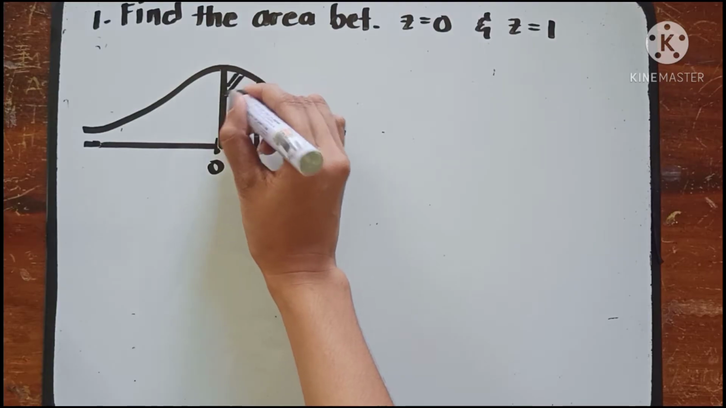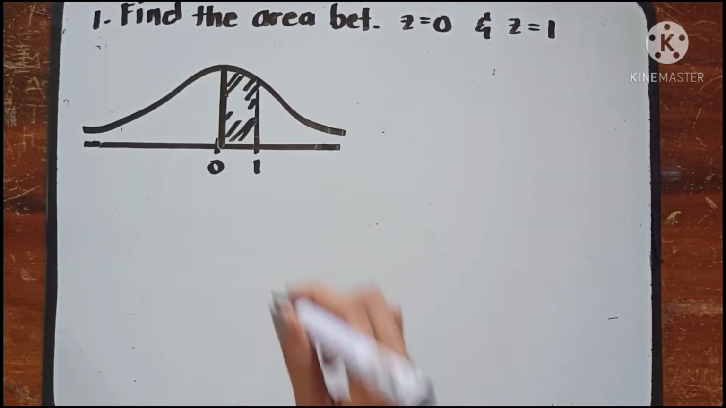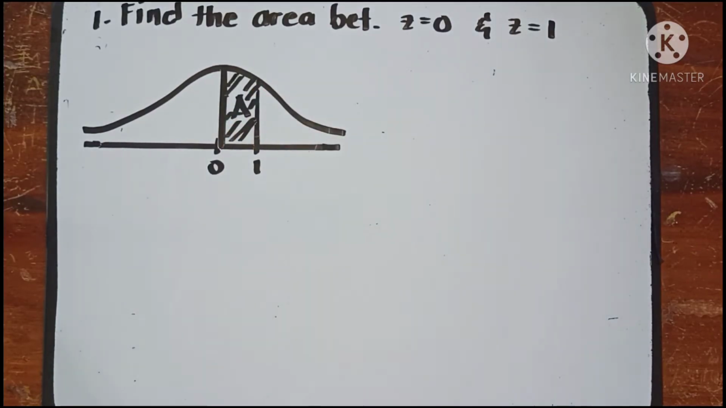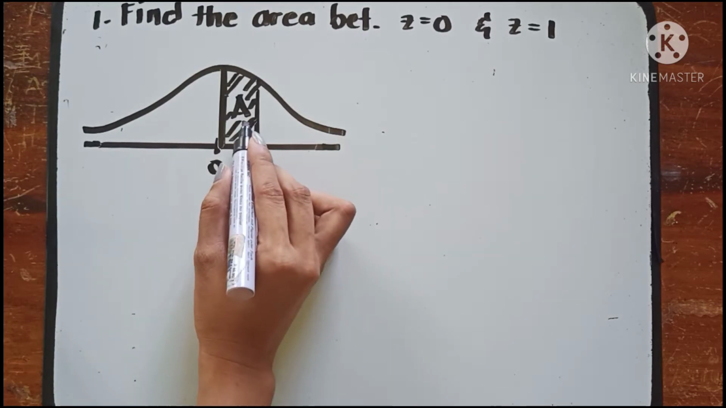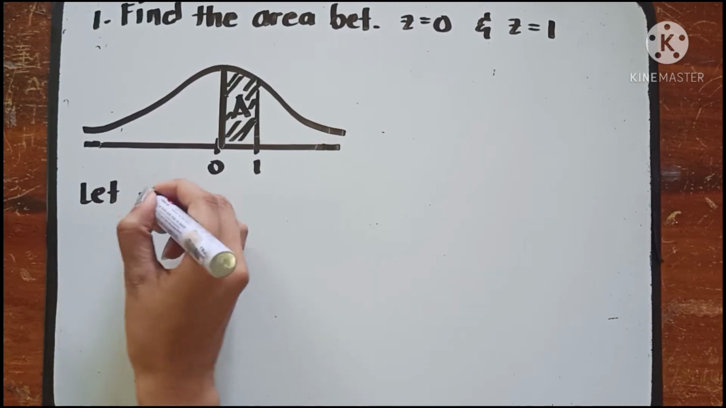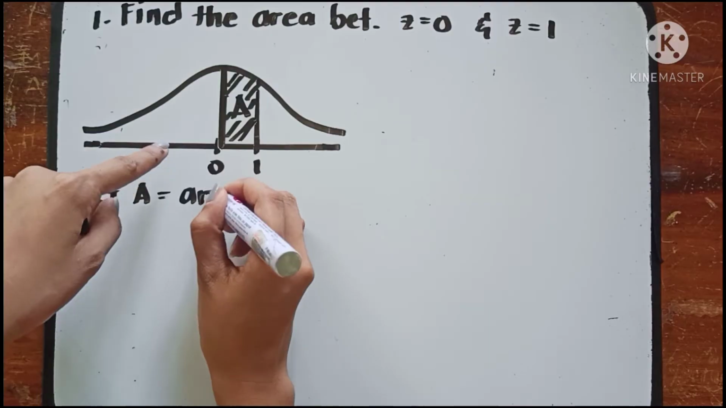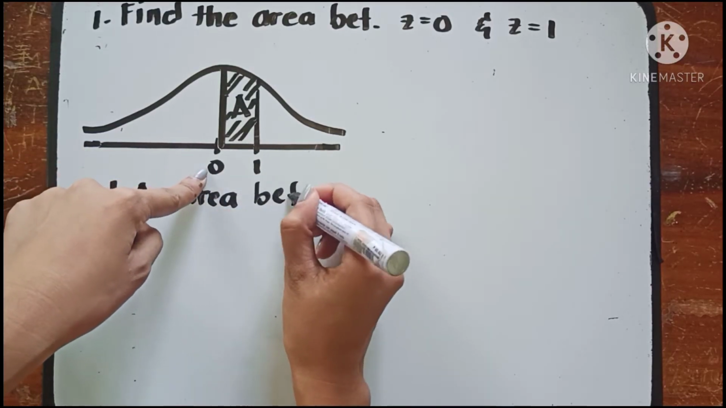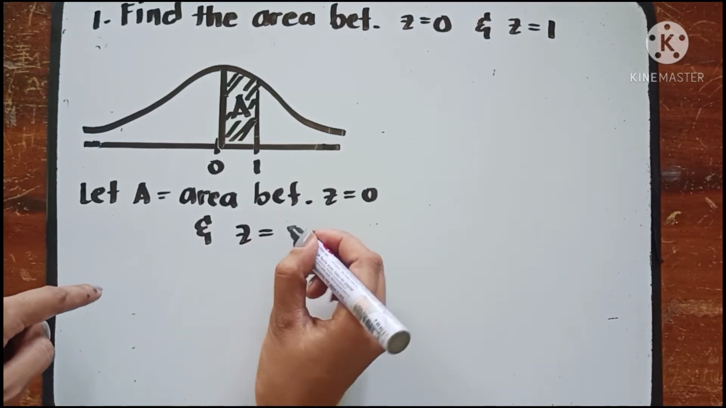So, ito yung hinahanap nating area. Okay, so we let this as A. Kung ano yung hinahanap mong area, we let that as A. Okay? At shinadan ko rin siya para mas madali nating makita alin ba yung hinahanap mo. Okay? And next, sabi natin, nilet natin to as A. Ano tong A na to? We let A be the area between z is equal to 0 and z is equal to 1.